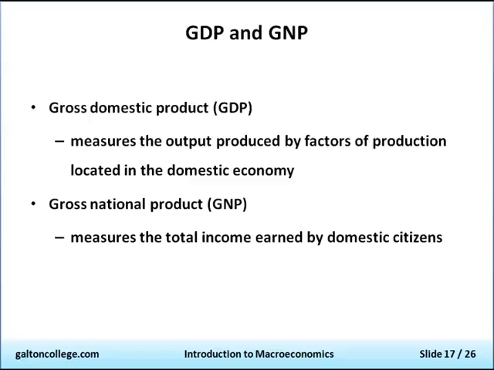Gross national product, GNP, is a measure of the total income earned by domestic citizens. So it's not just the output produced and located in the domestic economy, but produced perhaps by British companies producing overseas. So GNP is equal to GDP plus net income from abroad. Gross national product is equal to gross domestic product plus net income from abroad.